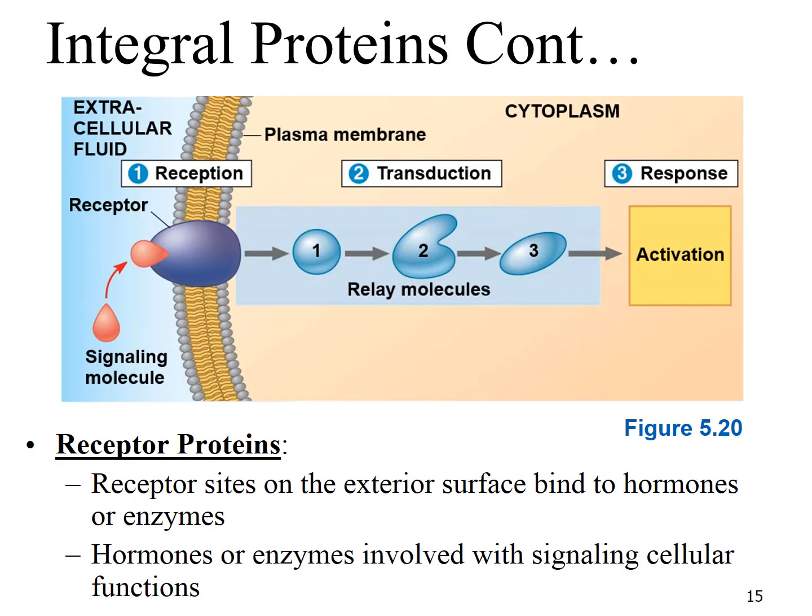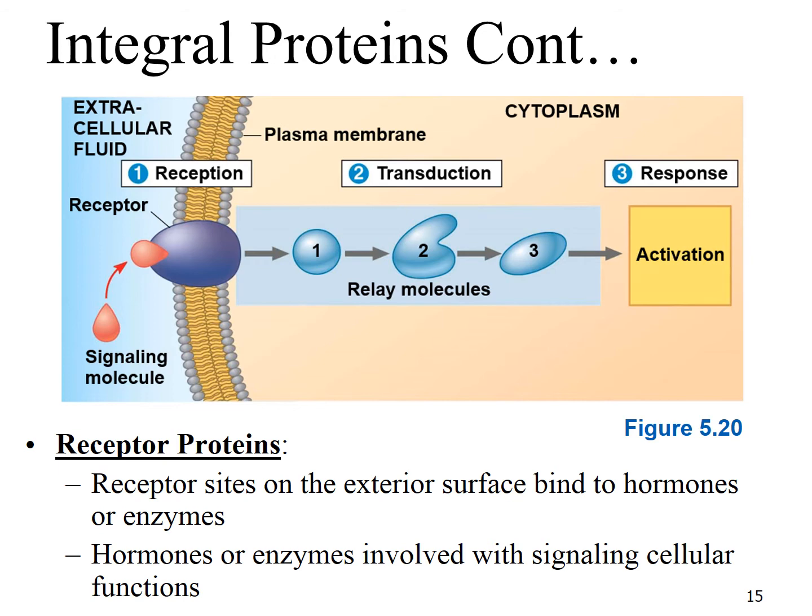The next integral globular protein that we'll discuss is the receptor globular protein. And the receptor globular protein has a binding site, and that binding site is a lock and key interaction with certain types of molecules, and those molecules are hormones and enzymes. And so those hormones or enzymes will attach to that binding site, and then they will send a chemical signal basically to elicit a response from the cell.